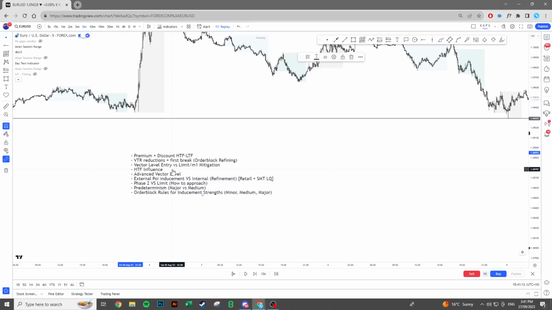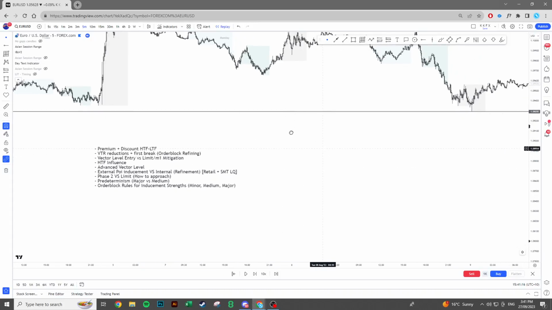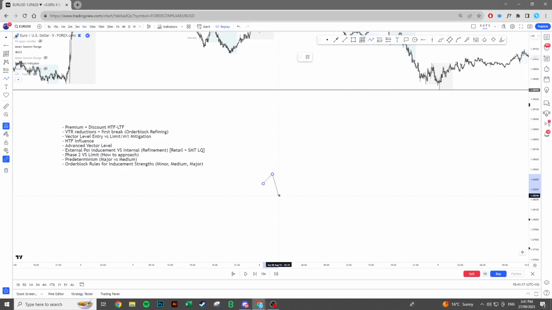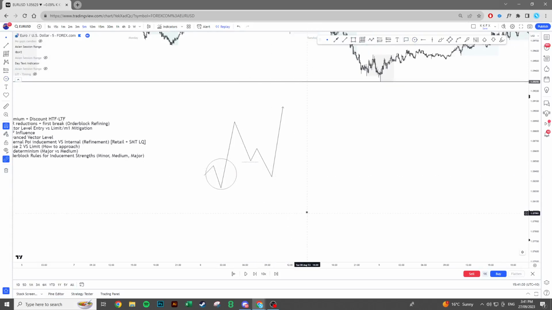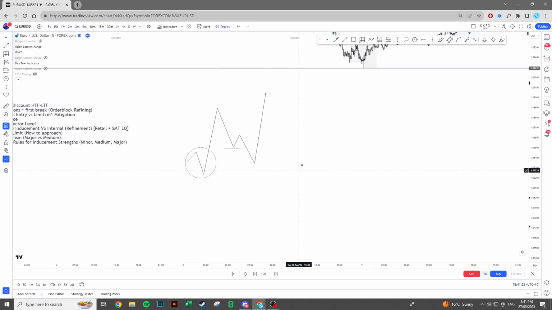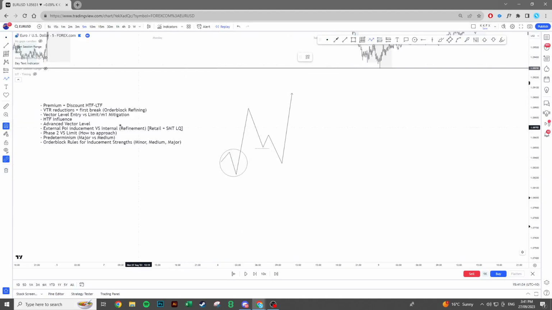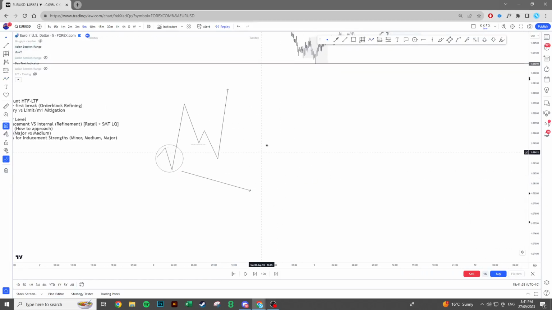So VTR reductions, first break, all come under the umbrella of order block refining, right? For example, we have a break and sweep like this, we have an inducement, we have a reaction. That's the basis of how we enter, but there's a lot more going on that we have to look at, especially within the POI. I'm not fully going to go into the order block idea, but I will quickly go into it.